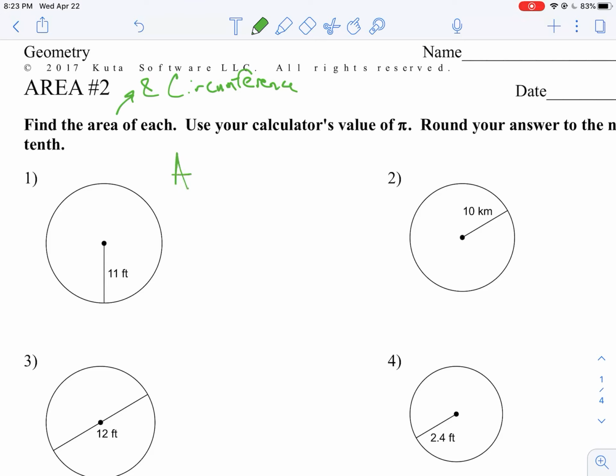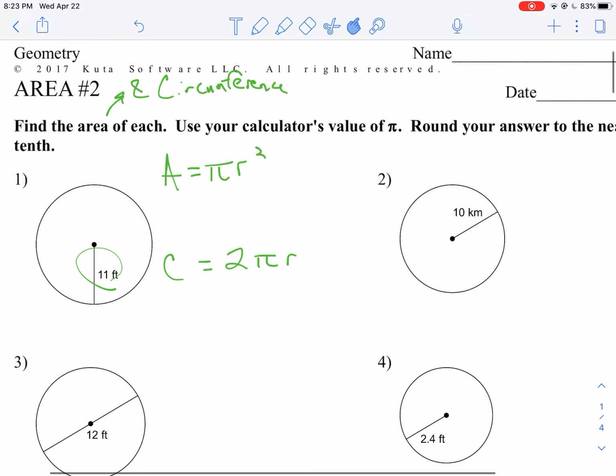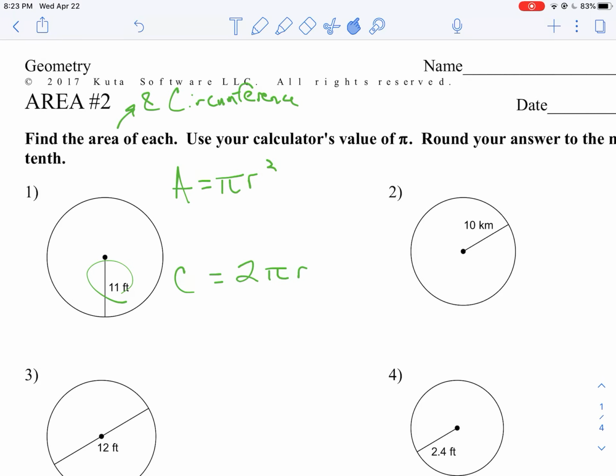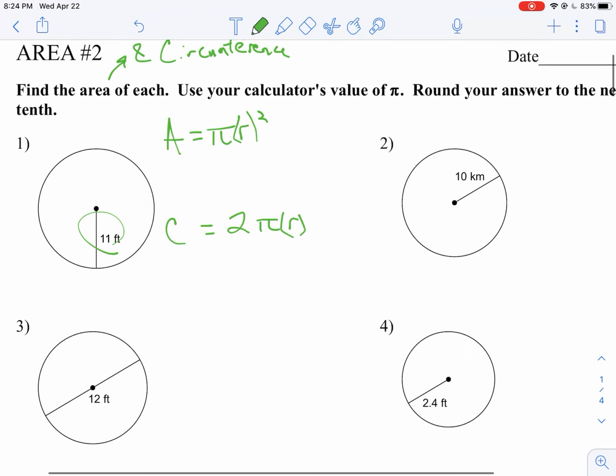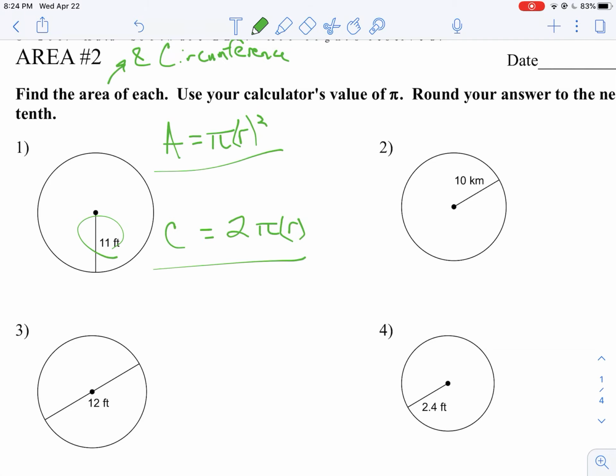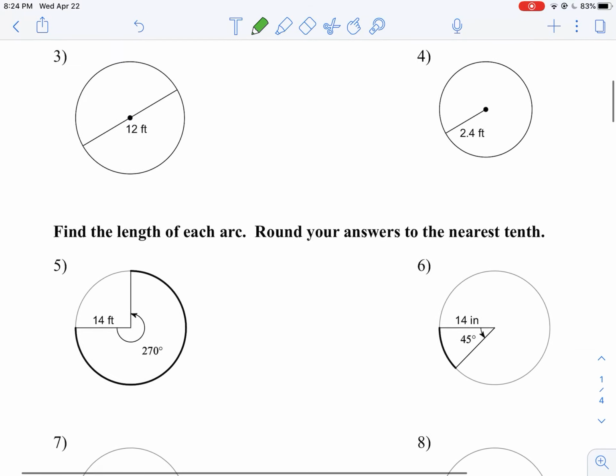So you know area equals pi radius squared. So you fill that in. Radius is 11, and then circumference equals 2 pi r. Again, same value for radius. Sorry, I got a smudge on my screen there. The same value for this radius will give you your area and circumference for the first four. Okay. Important to remember these formulas because they come into play today.